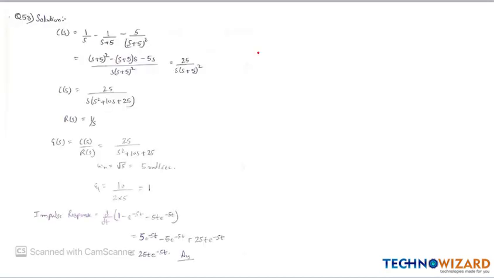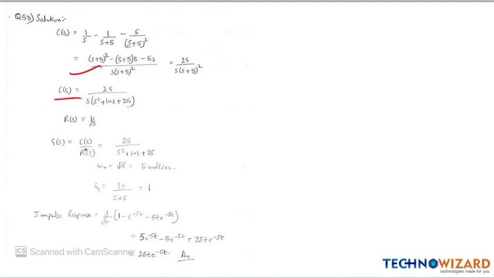Now we will calculate this. We have first used Laplace transform here. 1 upon s minus 1 upon s plus 5 minus 5 upon s plus 5 whole square. Now we have taken the LCM here. C of s will be equal to 25 upon s into s square plus 10s plus 25.